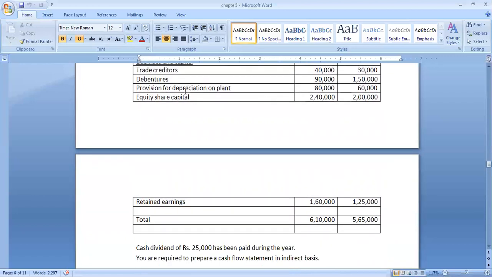Then debentures. If there is an increase in the debentures, it will be taken into consideration. If it is redemption of debentures, it is also taken into consideration. Then provision for depreciation on plant. This is very much important.